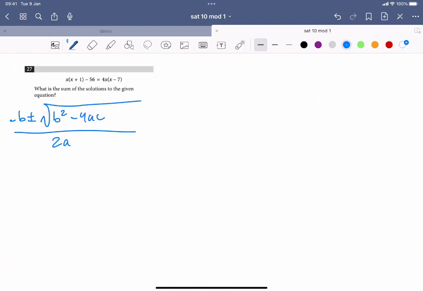Okay, the last question. The equation states, what is the sum of the solutions to the given equation? x times (x plus 1) minus 56 equals 4x times (x minus 7). When I read this question, I see that I'm expected to have multiple solutions, because it states what is the sum of the solutions to the given equation.